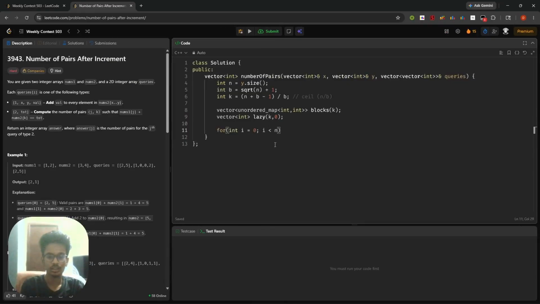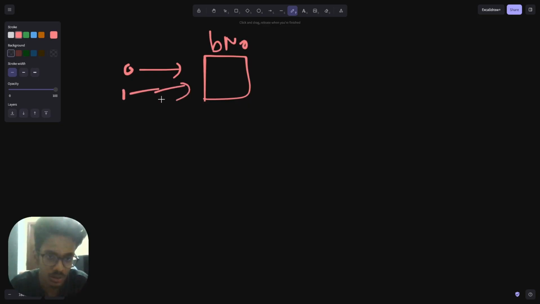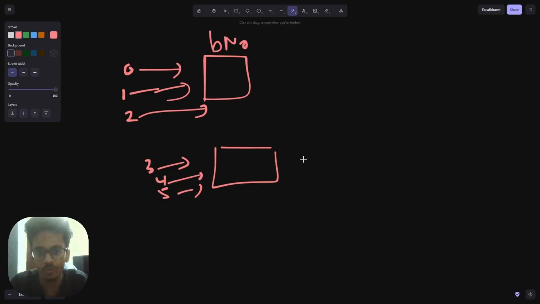I equal to 0, I less than... wait, what were we doing? We need to set the frequency of everything, initialize the frequencies. So how do we compute the block number? You have index I. Now I need to figure out, if it's a 0, which block does it belong to? What's the block number? If it's a 1, which block does it belong to? If it's a 2, a 3, a 4, and so on. I need to figure this out.